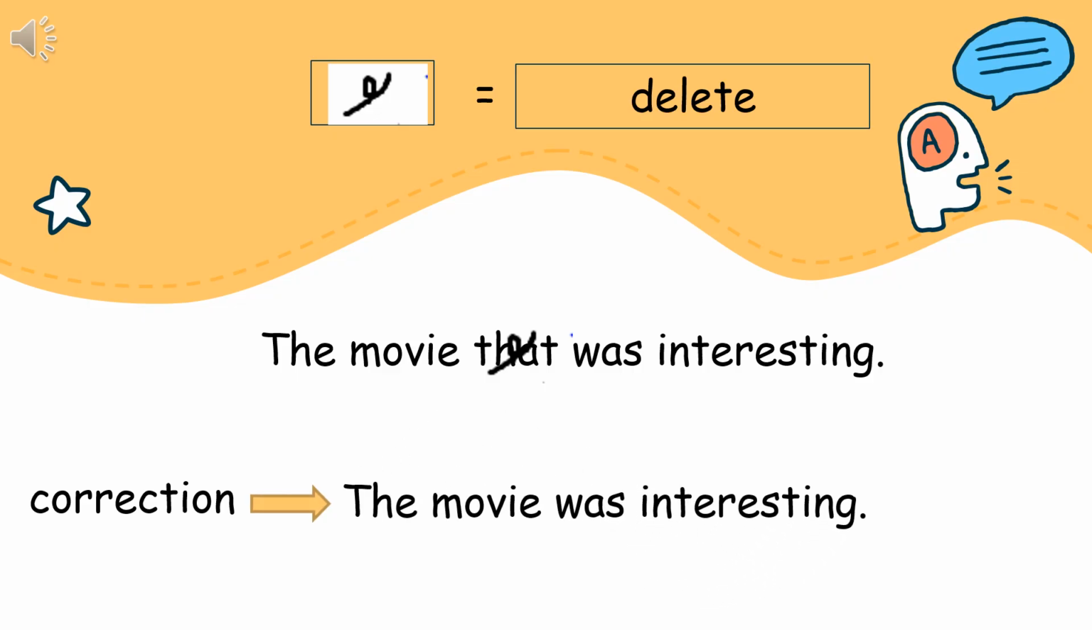The next proofreading symbol is the cross mark, which means to delete something. That is, you have to delete this word or part. For example, in the following sentence, there is the cross mark proofreading symbol above the word that. Therefore, it should be written correctly by deleting this word.